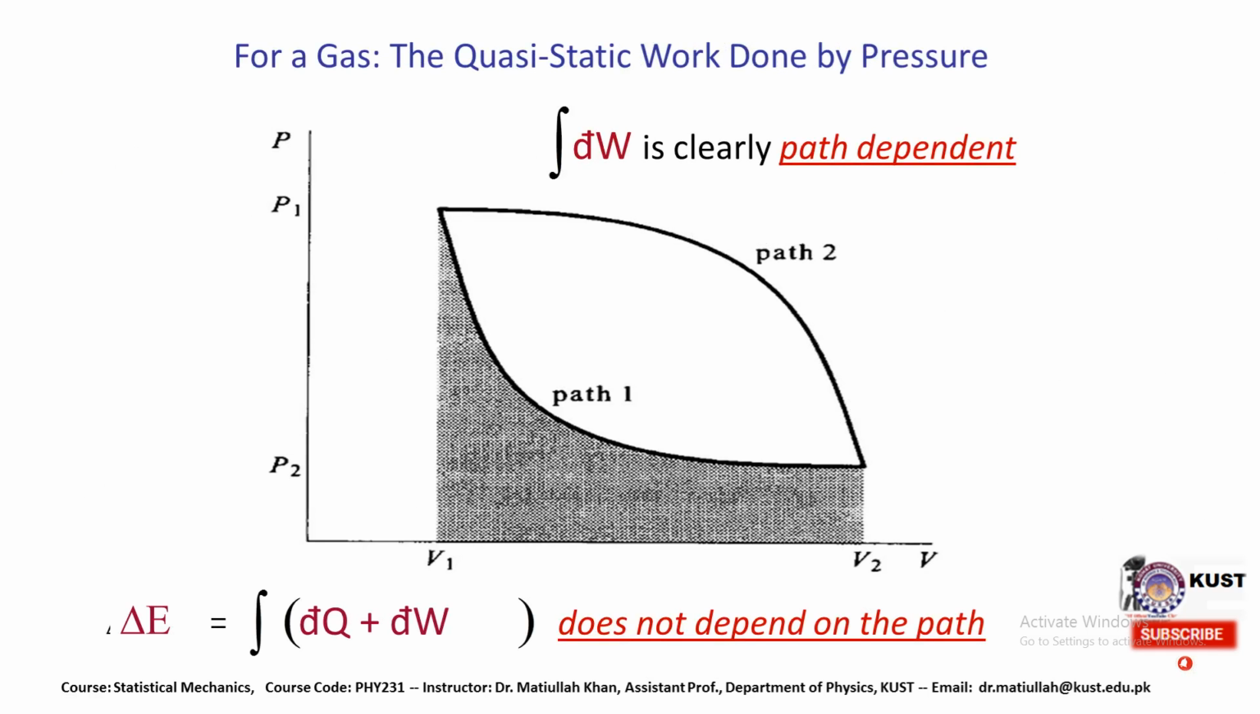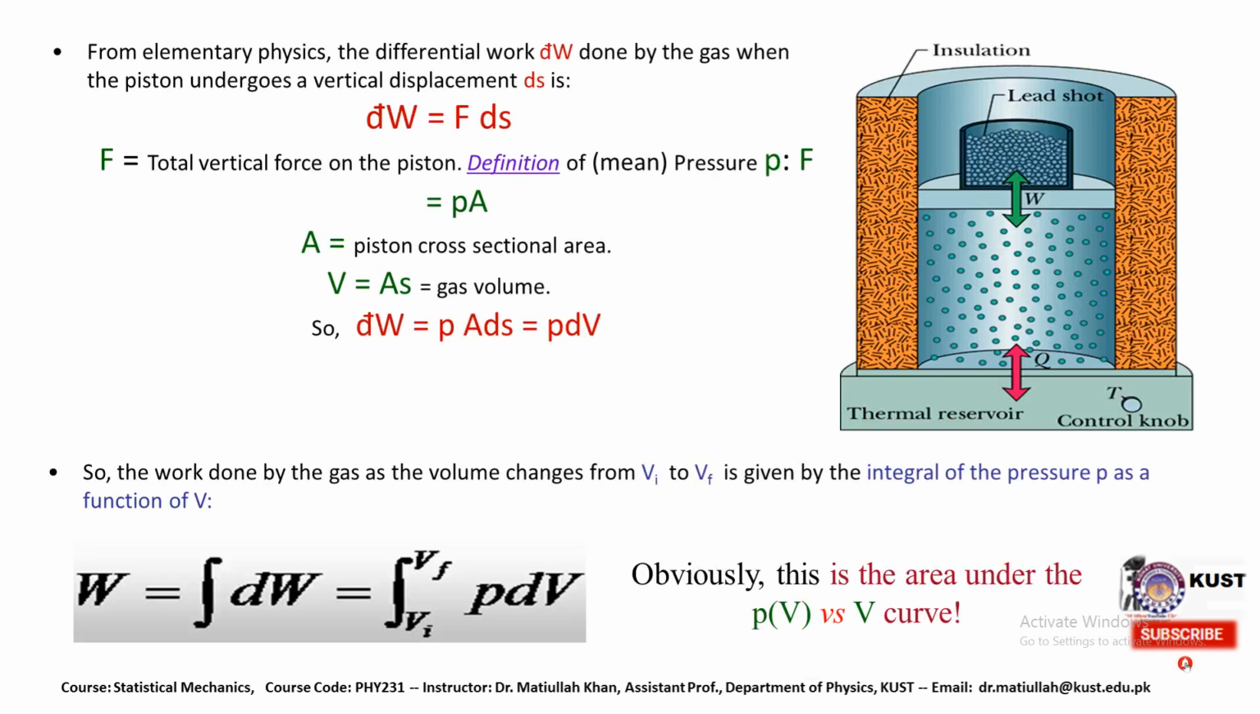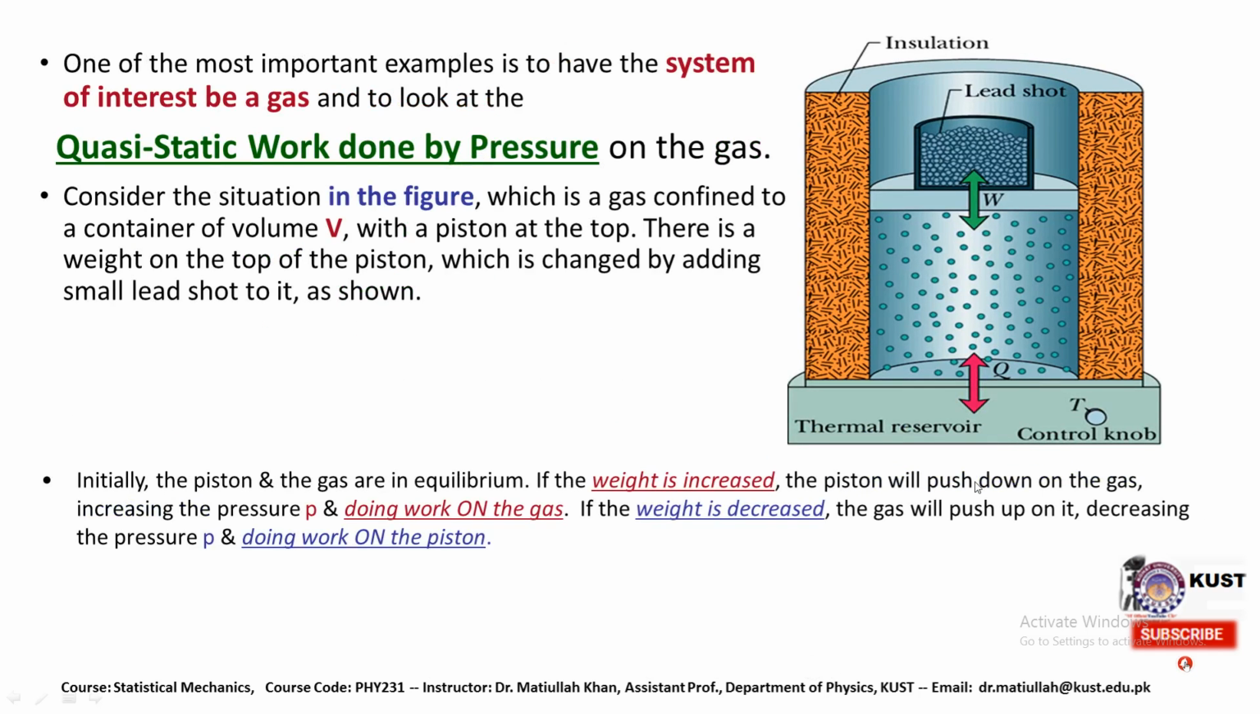So we can consider a simple process for a gas, that is the quasi-static work done by pressure, which is done when the gas expands. Here, just like in the first slide, we consider this particular gas, in which case the work will be done by pressure. When we reduce the weight, work will be done by pressure. The piston will move up and work will be done by the pressure.